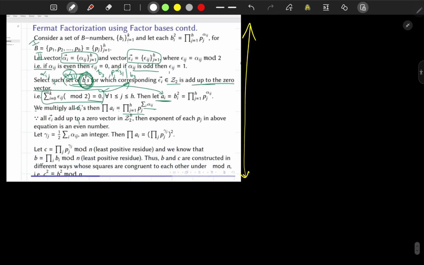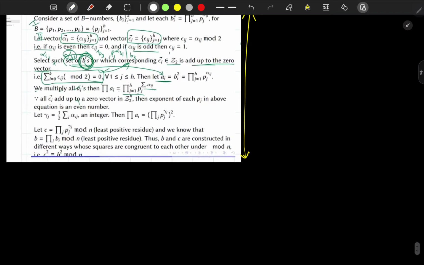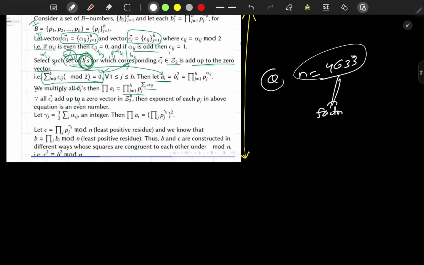Generally they will not give the factor base, but for this case let's say the question is: given a number, say 4633, we need to tell what its factors are. That means we need to find at least one factor for this.